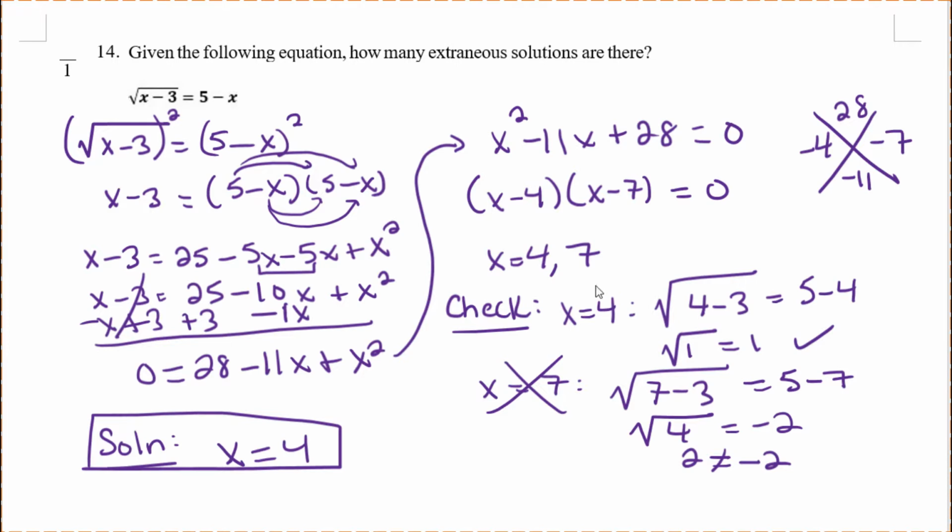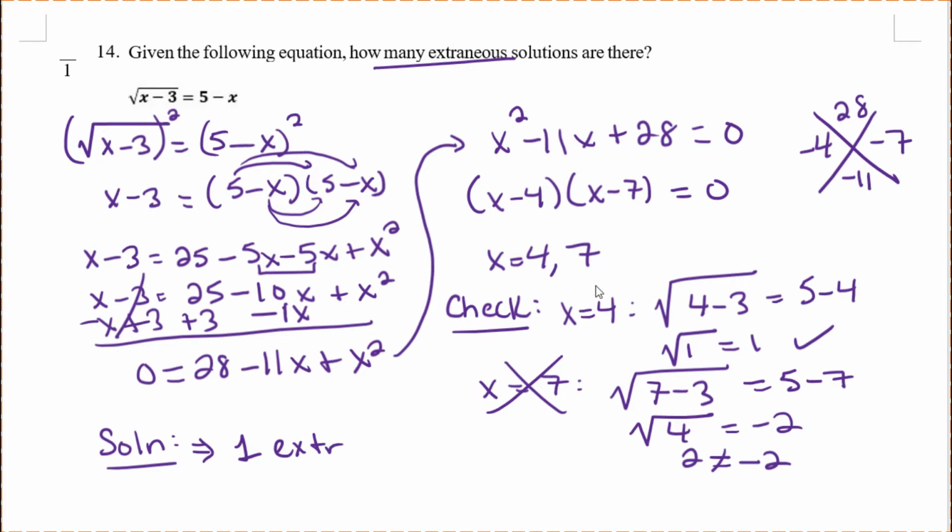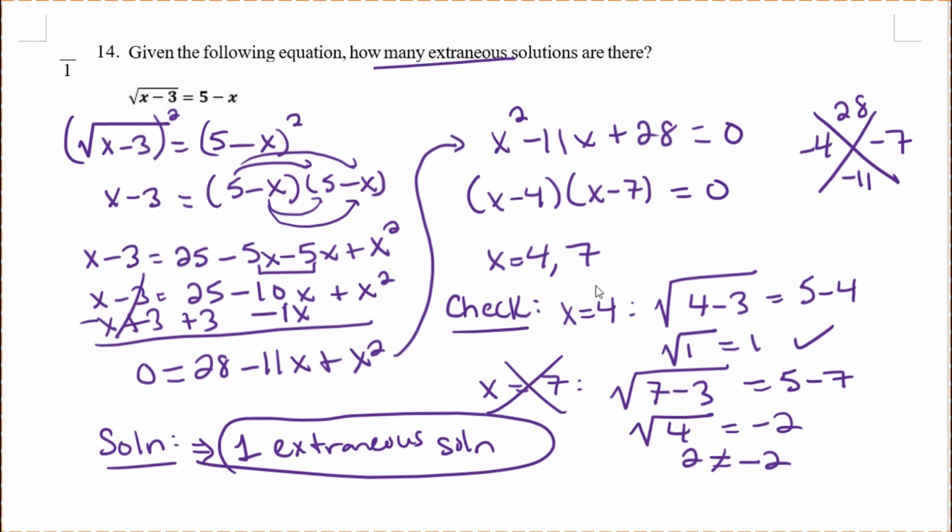Which means that there's only one extraneous solution. They're actually not asking for the solution, they're asking how many extraneous solutions there are. So in this case, there's only one extraneous solution. They're not asking about anything else other than that. So we solved it to find out how many extraneous solutions there are. The extraneous solution in this case is x equal to 7 because that one didn't work out.